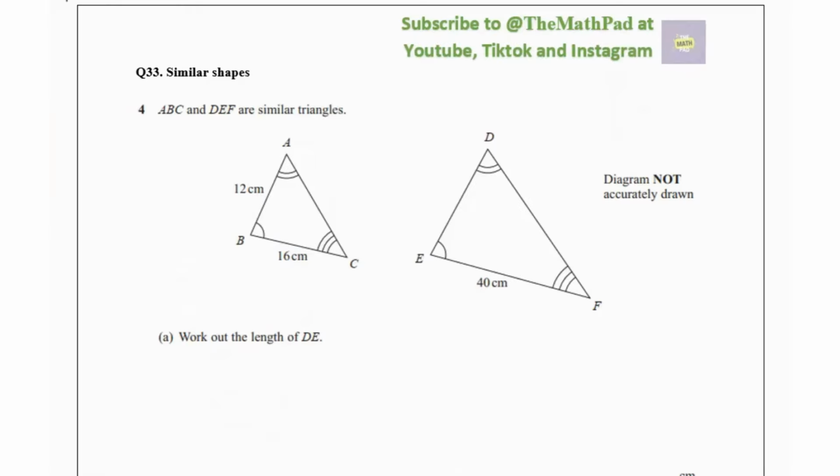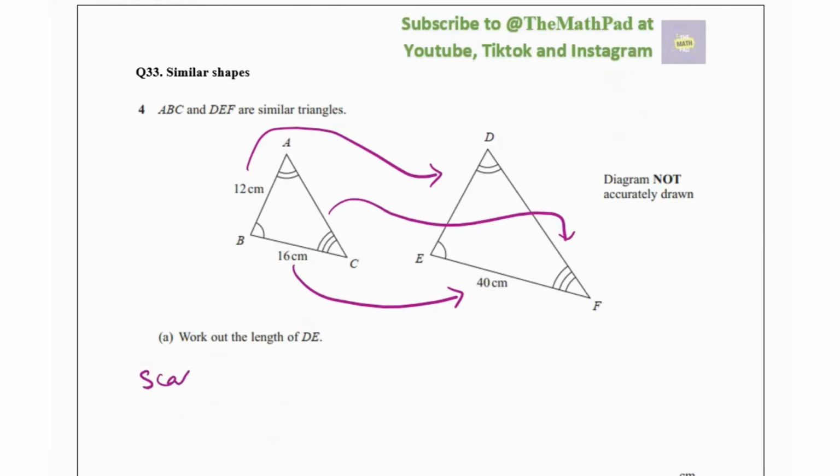So it says A, B, C and D, E, F are similar triangles. Work out the length of DE. You need to know that if two shapes are similar, similar sides are increasing or decreasing in size using a scale factor. So 16 is turning into 40, 12 is turning into DE, and AC is turning into DF. To find the scale factor, we divide 40 by 16, which is going to give us 5 over 2.